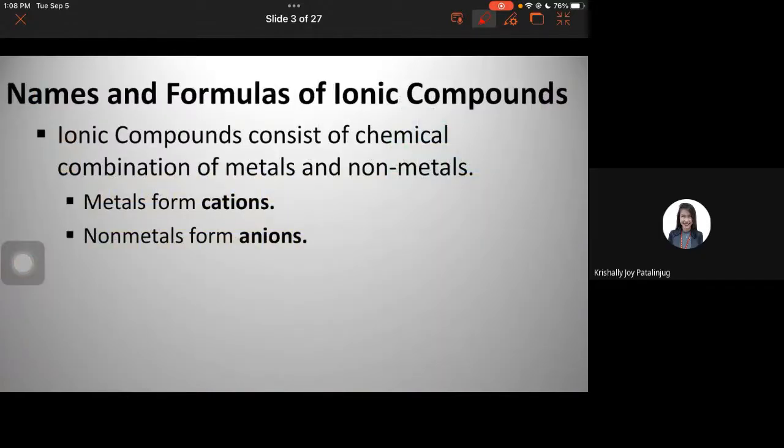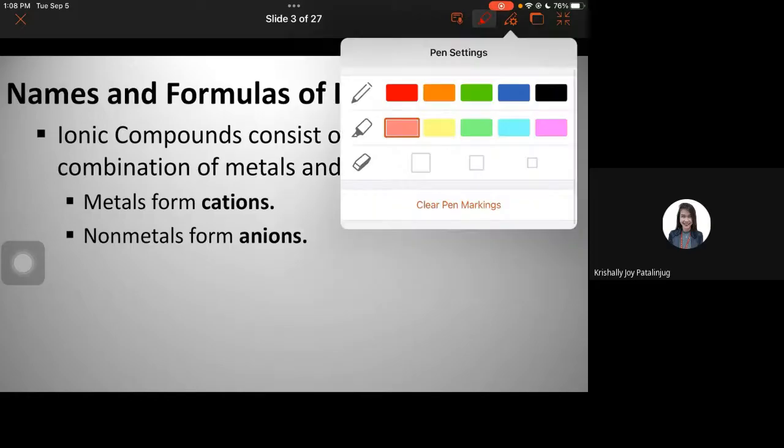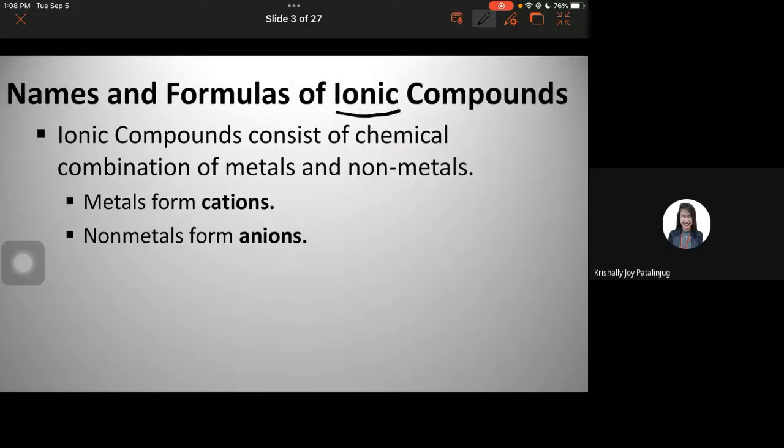Okay, so we'll start regarding names and formulas of compounds, starting with ionic compounds. With the term compound itself, you know this by definition: any combination of two or more different atoms. As long as it consists of two or more different atoms, then we consider that a compound.